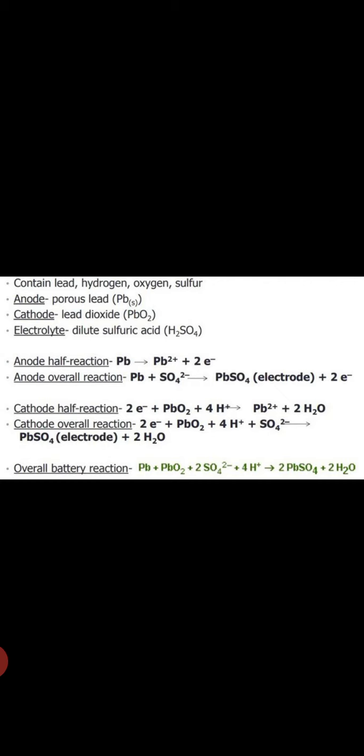You add the overall anode reaction and the overall cathode reaction, and you can see the electrons will get cancelled, the 2 electrons on the product side of the anode reaction and on the reactant side of the cathode reaction. When you add it up you will get the overall reaction in the battery.